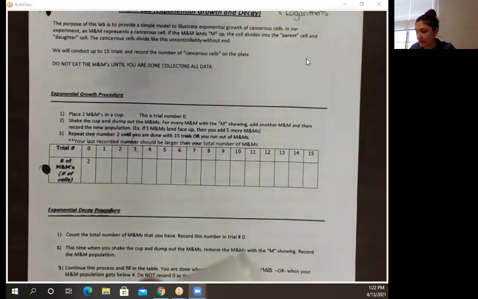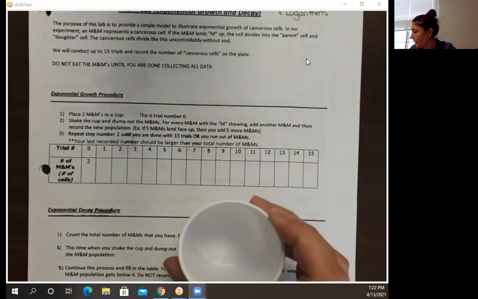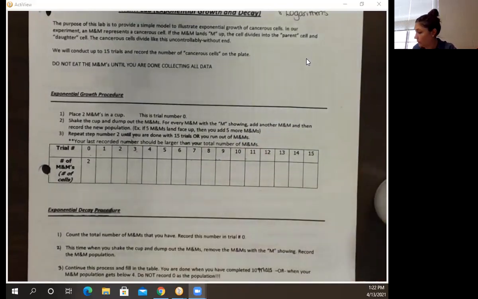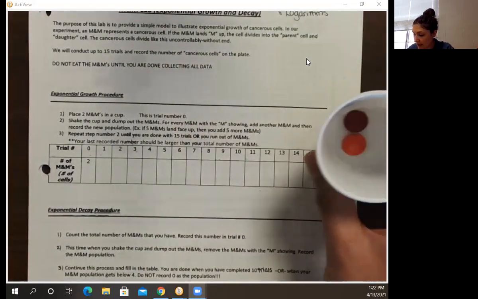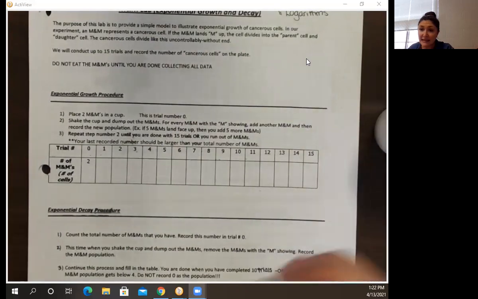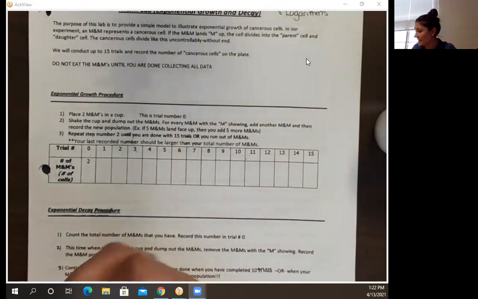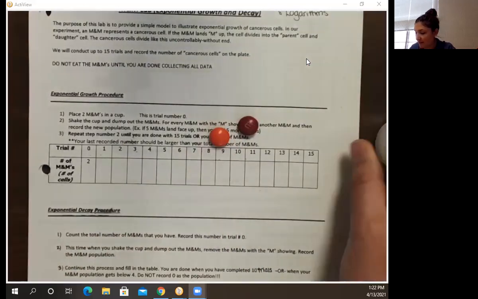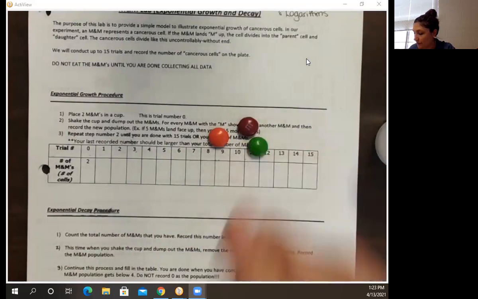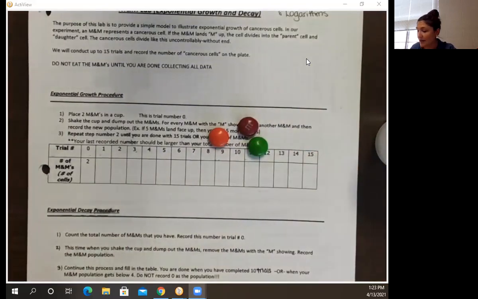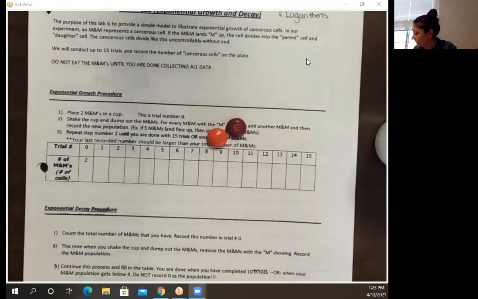What I have here is a little Dixie cup and some M&Ms, and we are going to start with 2 M&Ms in our cup. What we're going to do is dump out our M&Ms, and anytime I have an M&M facing M side up, like I have here, I'm going to add an M&M to my cup for every M&M that lands M side up. So we'll start here.